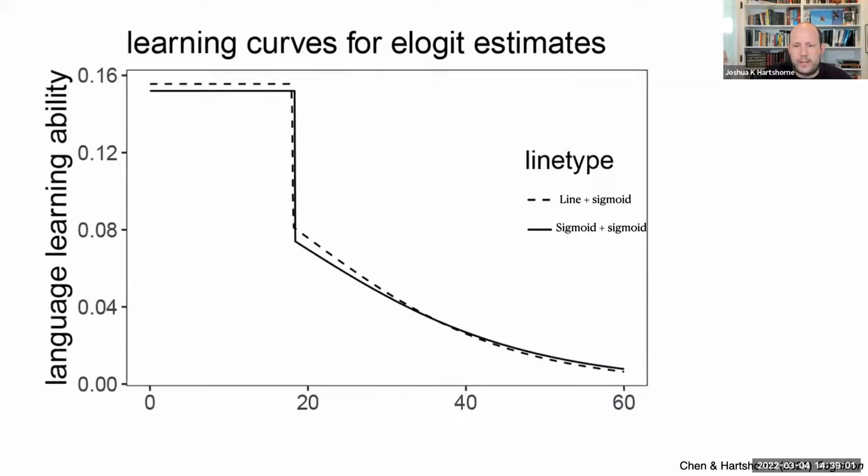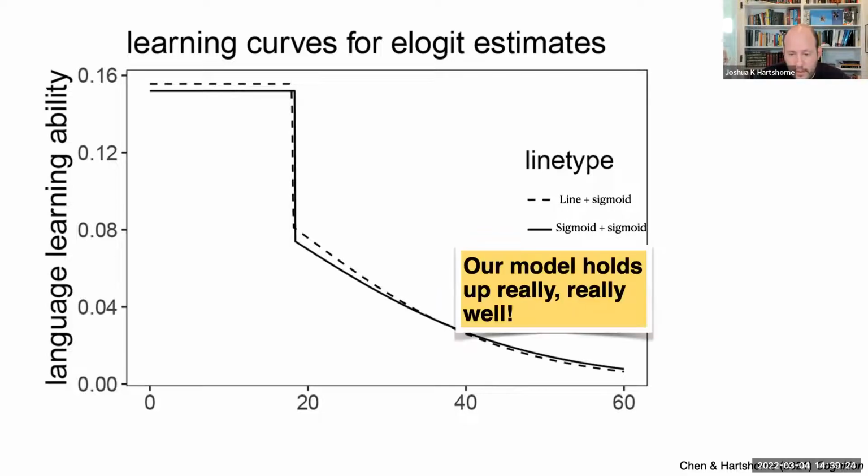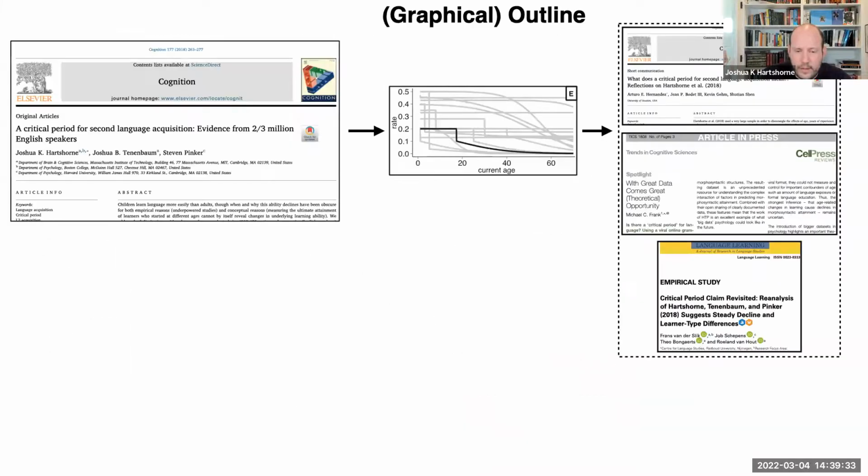The old model is in the dashed line, the new one is in the solid line. You can see there's basically no difference. We were not inferring a sharp drop in learning ability because of some artifact of the math. It's inferring a sharp drop in learning at around 17, 18 years old, because that is what is actually needed to make sense of the data. So again, some of these original assumptions in the modeling that I was not super comfortable with turn out to have held up pretty well.